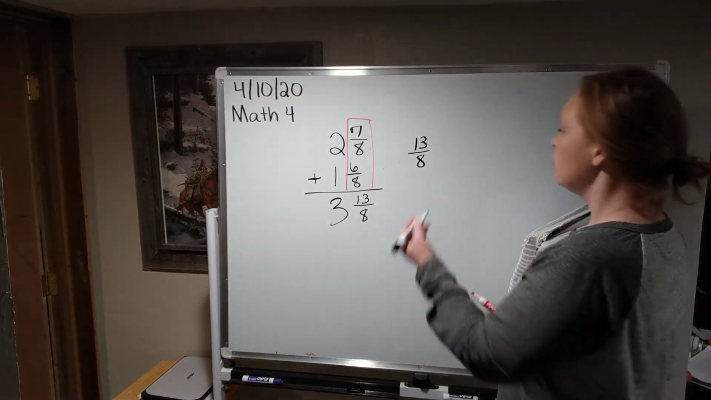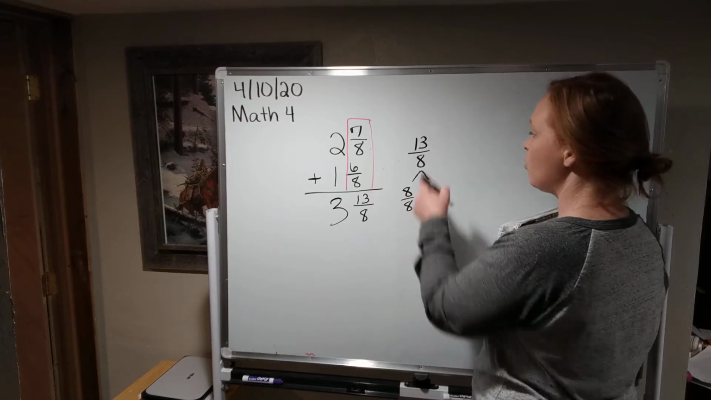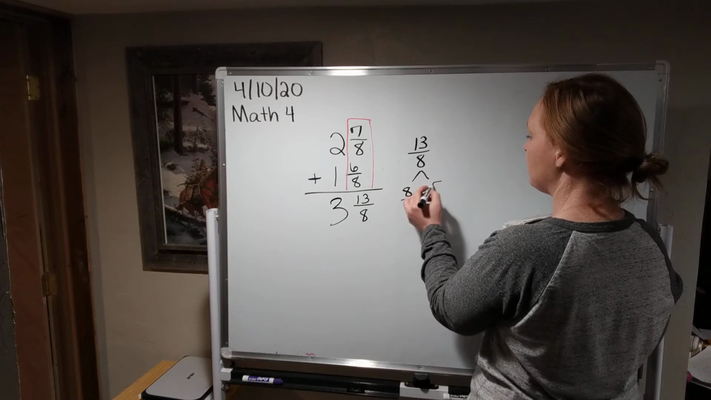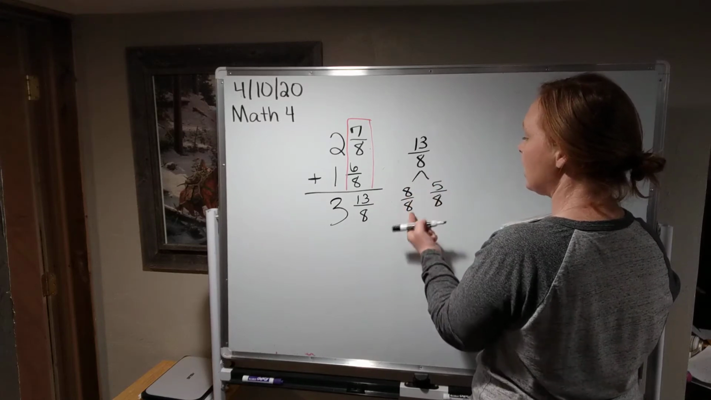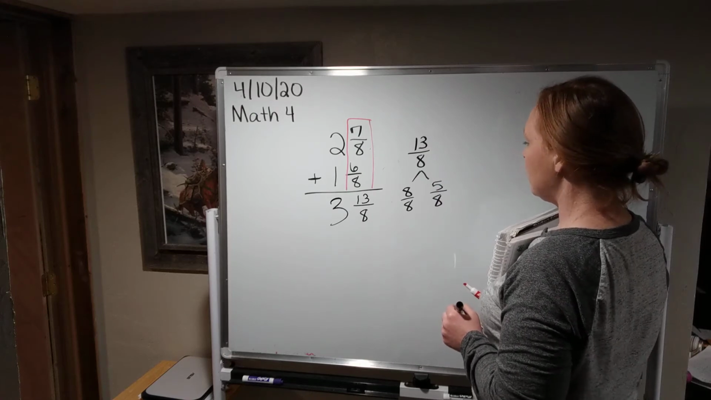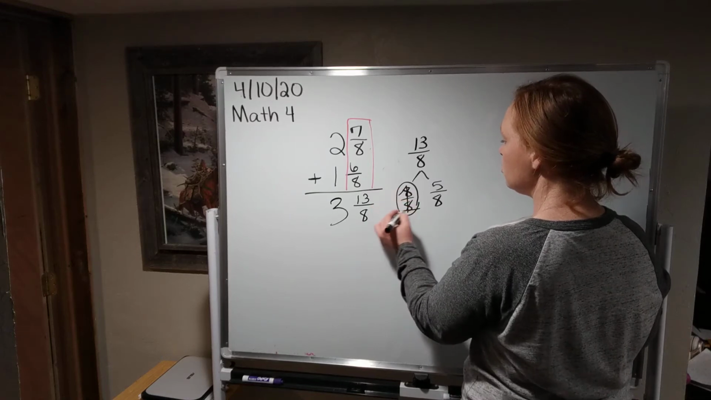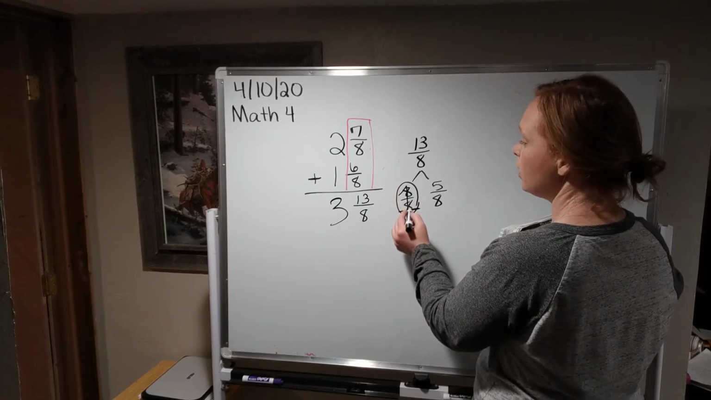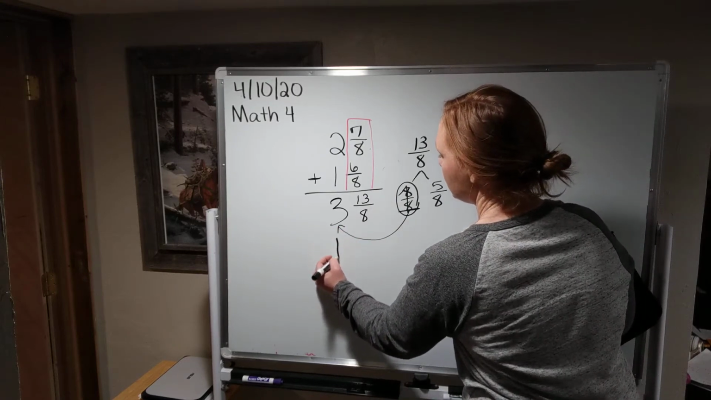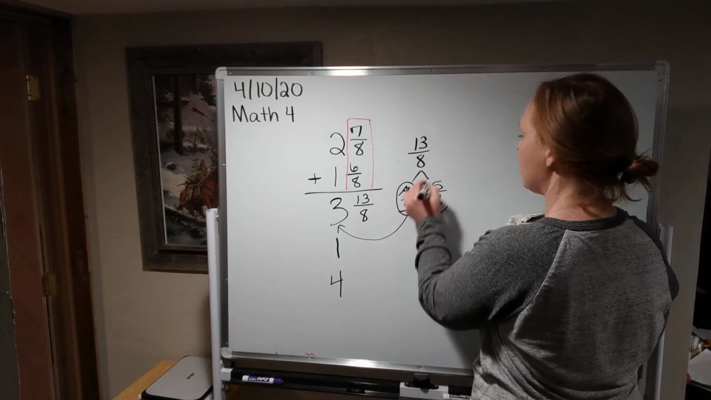8/8, right? So I can split this into two parts. I can say 8/8, and what else would we need? 8, 9, 10, 11, 12, 13. There would be 5 left over. Do you agree that 8/8 and 5/8 equals 13/8? Yes. So this equals one whole. So I'm going to exchange it, turn it into a 1, and add it to the 3. So I'm going to bring the 1 down here, add it to the 3, and I'm going to get 4, and what fraction is left over?